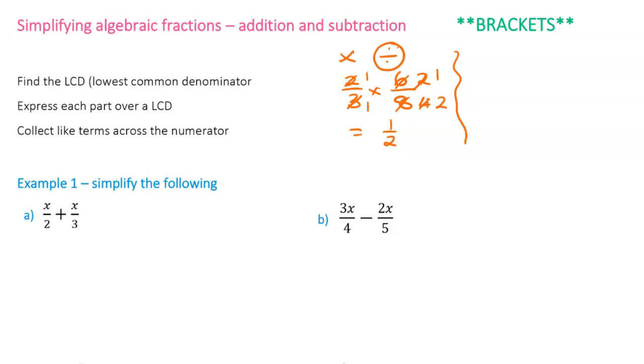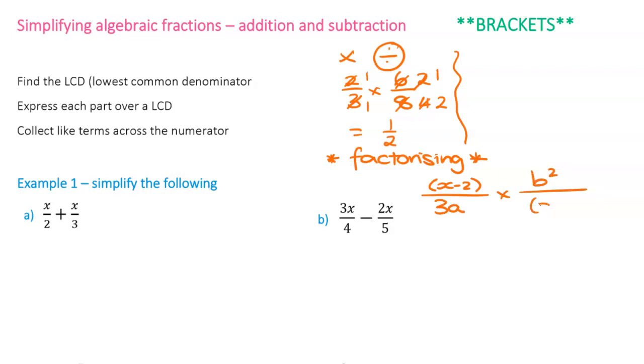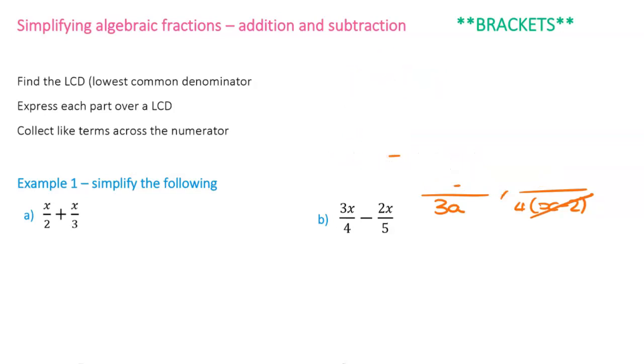When we had division, we remembered that that was very similar to when we multiplied fractions. It just meant we flipped the second fraction and multiplied. The other thing we spoke about when we did multiplication and division is we always thought about factorizing first. That was really important because that meant we could cancel off if we had something like x minus 2 over 3a times, I'm making this up, b squared over x minus 2, we could cancel off entire brackets there. So that's really thinking about multiplying and dividing.